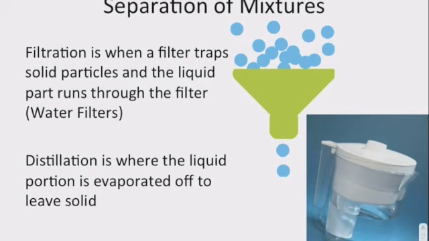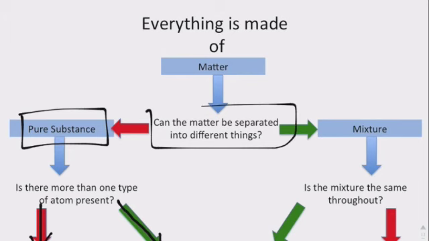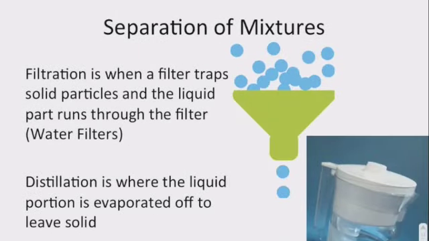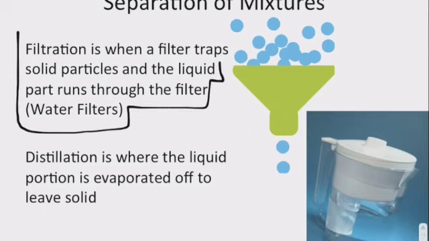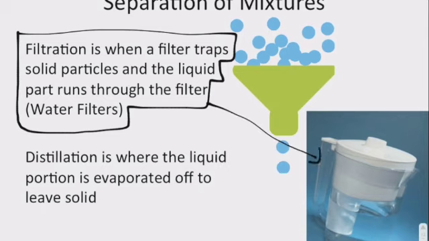Now, some separation of mixtures. So we remember the question that we had up here is, can matter be separated into different things? If it can be separated, we know that's a mixture, and so we're going to go through a couple different separation techniques of mixtures. The first one, which you should probably be familiar with, is filtration. Filtration is when the filter traps solid particles and the liquid part runs through the filter. It happens just like a Brita water filter, where the solid minerals inside that water are trapped in the filter, and the liquid H2O is allowed to drain out.